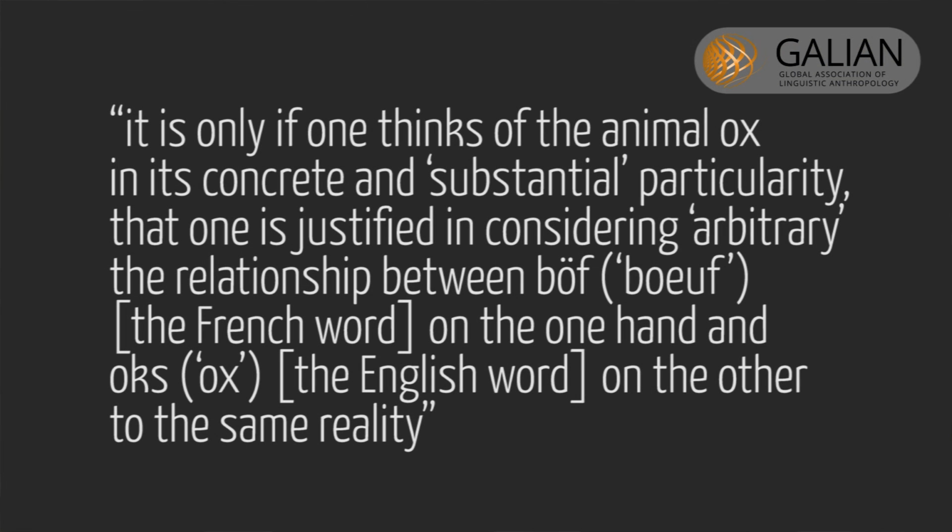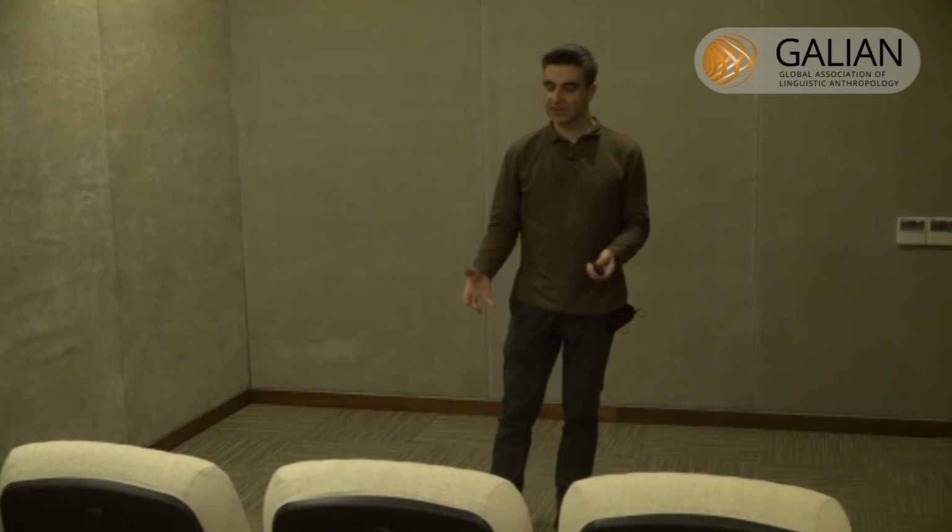There is a certain form on the behalf of each of the signifier and signified so that they develop a certain compatibility. And I again quote Benveniste as he tells us that it is only if one thinks of the animal ox in its concrete and substantial particularity that one is justified in considering arbitrary the relationship between bœuf on the one hand and ox on the other to the same reality. So in another way, then, Benveniste is telling us that the only arbitrariness is the connection of the words to the substantial and concrete version of the signified, of the mental representation.